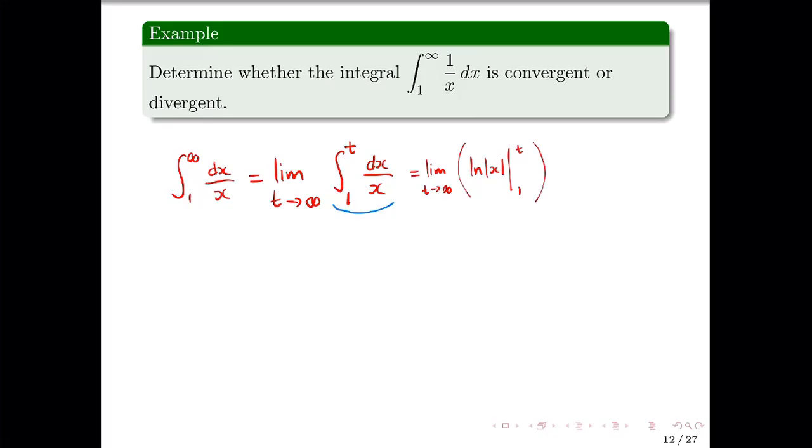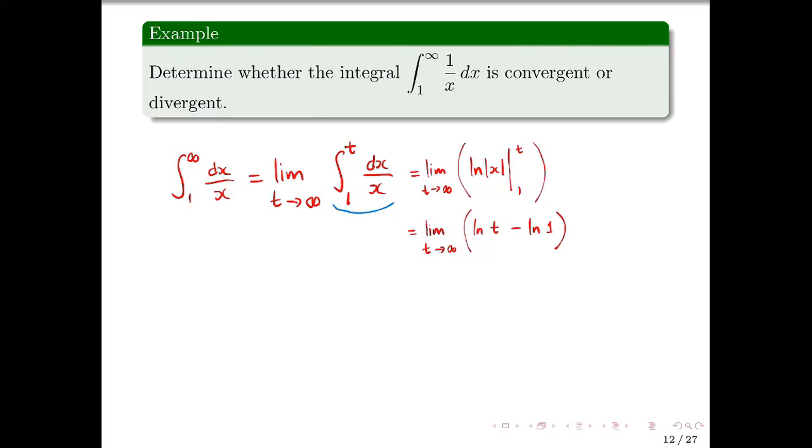Therefore, the function 1 over x is continuous on the closed interval from 1 to t, which means we can apply the fundamental theorem of calculus here. We evaluate the definite integral. So we have the limit as t approaches plus infinity of ln of t minus ln of 1. Following so far? ln of 1 is just 0, so we have ln of t here.